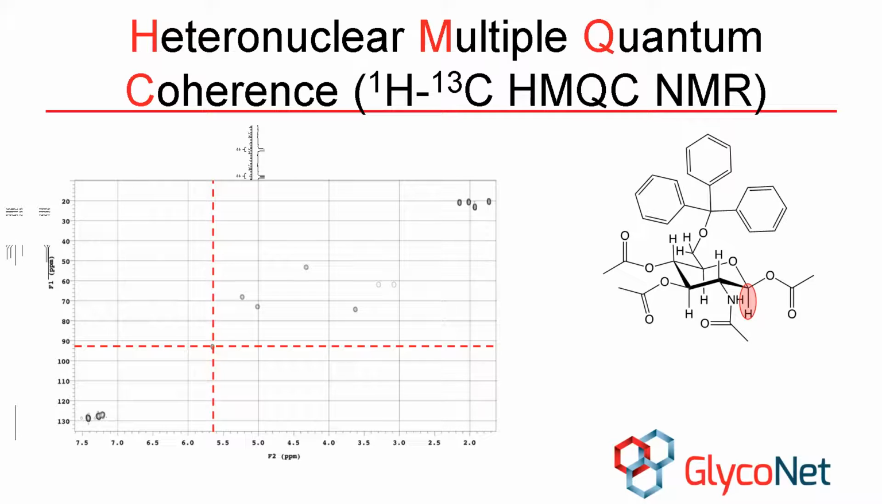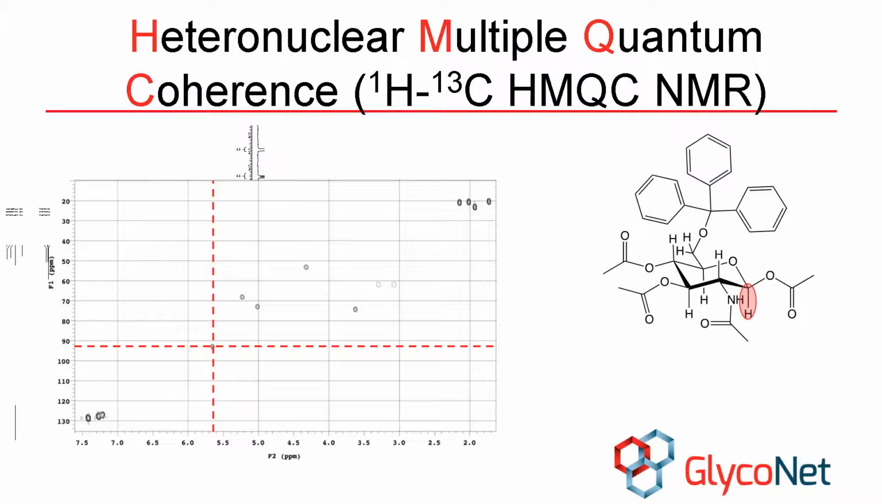In this example, I first found the anomeric carbon, identified by its unique chemical shift in the carbon NMR, and located its crosspeak along the horizontal. By following it upwards with a vertical line, I have now identified the proton at position 1.